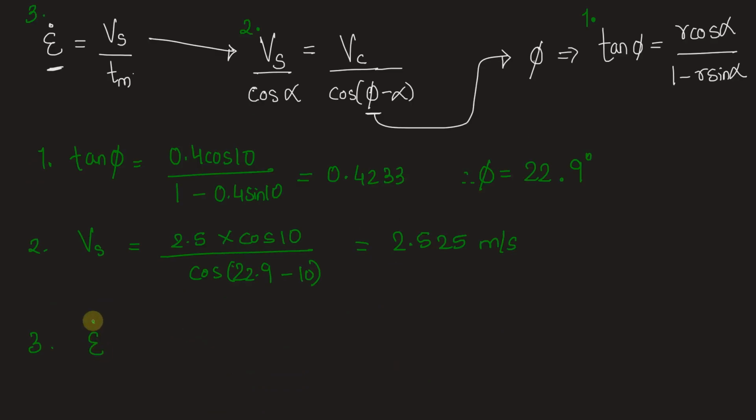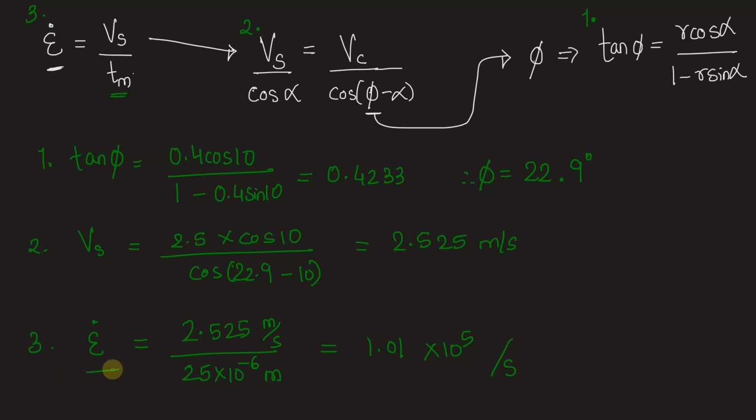Our final answer for shear strain rate is 2.525 divided by mean thickness of the shear zone Tm, which is given as 25 micrometers. Microns means micrometers. It's the thickness, so definitely it's a distance value. We have 25 micrometers is nothing but 25 into 10 to the power minus 6 meters. This value comes out to be 1.01 into 10 to the power 5, as here the units were meter per second per meter. So we have the unit of shear strain rate as per second.